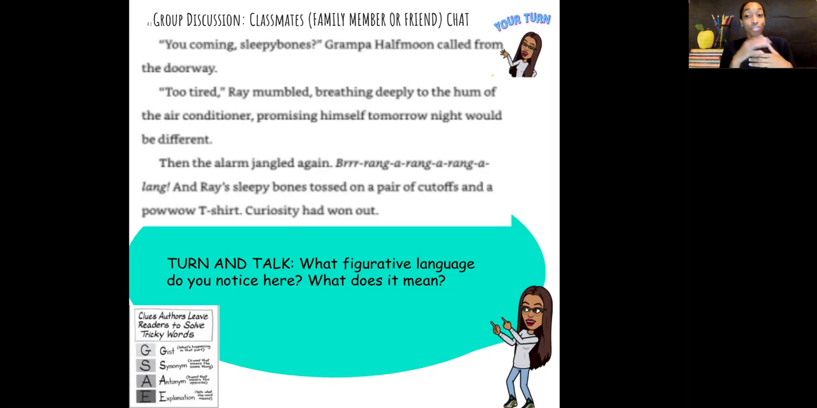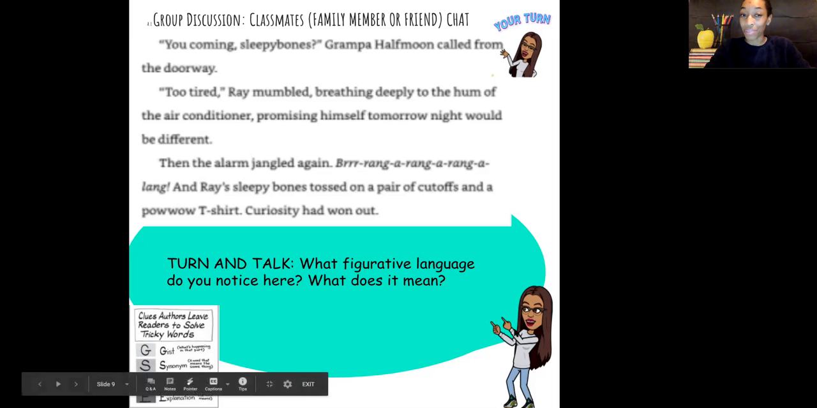Okay, there's a few pieces of figurative language in this section of Night Fishing. So now you talk to a partner, family member, anyone that's next to you, and think, what figurative language do you notice here? What does it mean? Remember what I did, and now you try it out. You can pause the video so you have time to think and maybe chat.